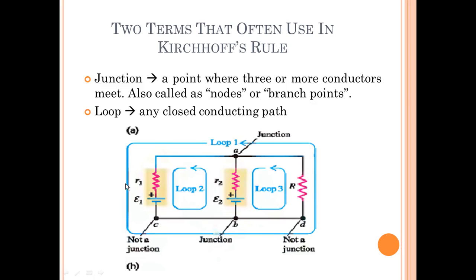The outside loop is labeled as loop number 1. The left-hand window of the illustration is labeled as loop number 2. And the right-hand window of the diagram is labeled as loop number 3. So when we refer to it as a loop, it is any closed conducting path. When we look at loop number two, for example, this is considered a loop since you have a continuous round of conducting path around this window in the diagram. The same goes with loop number three and loop number one.